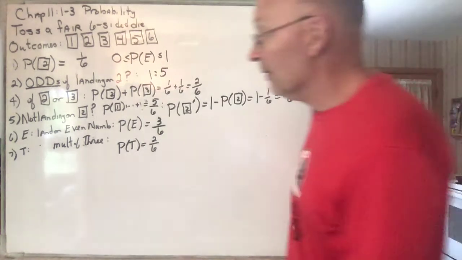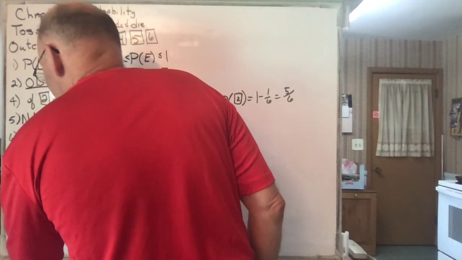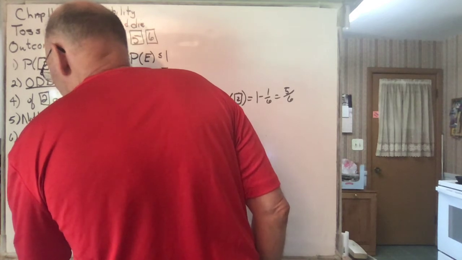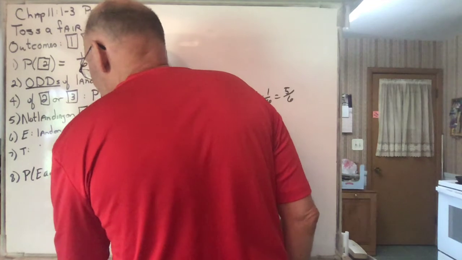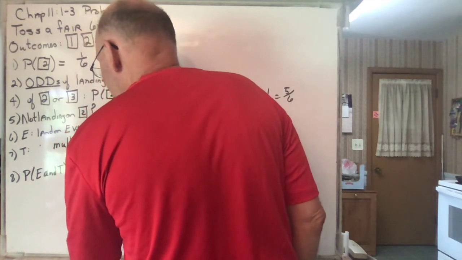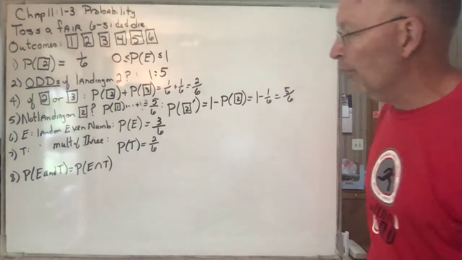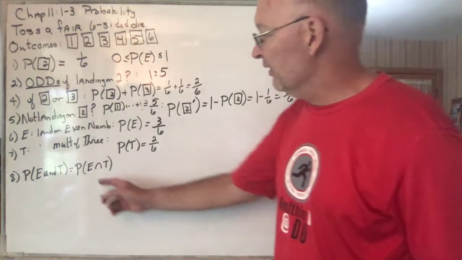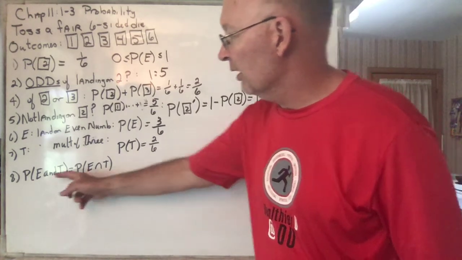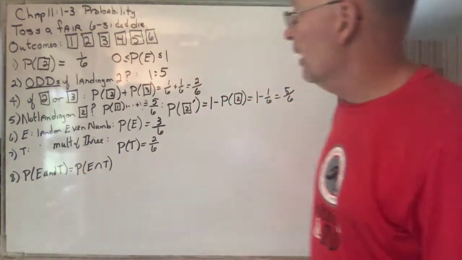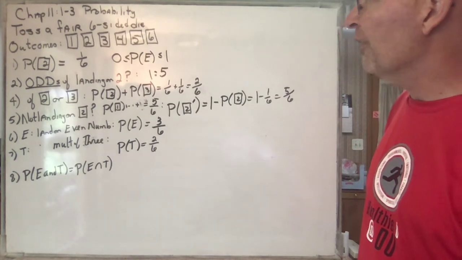Okay. Number 8. What's the probability of E and T? Another way of writing that is probability of E intersect T. Do you remember what intersect means? It means that both of those things are happening. Something is in the intersection of 2 sets if it's in this one and also in this one. So you can write it either way. And so what's the probability of being in both of them?